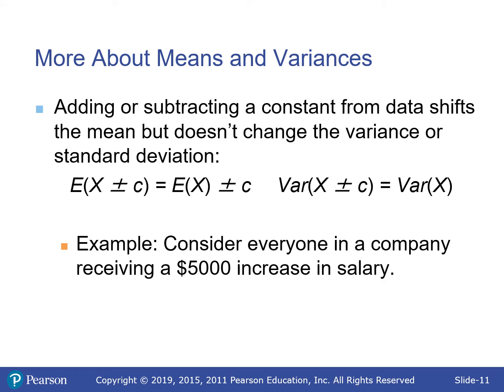So the means. Adding or subtracting a constant from data shifts the mean, but does not change the variance or the standard deviation. So here, x plus or minus c. I mentioned this before. We had E of X, and then we subtracted 2 because it cost $2 to play. And so we were able to just subtract the 2 from the expected value. It actually works out that way. It factors out and comes out mathematically, and it's perfect.